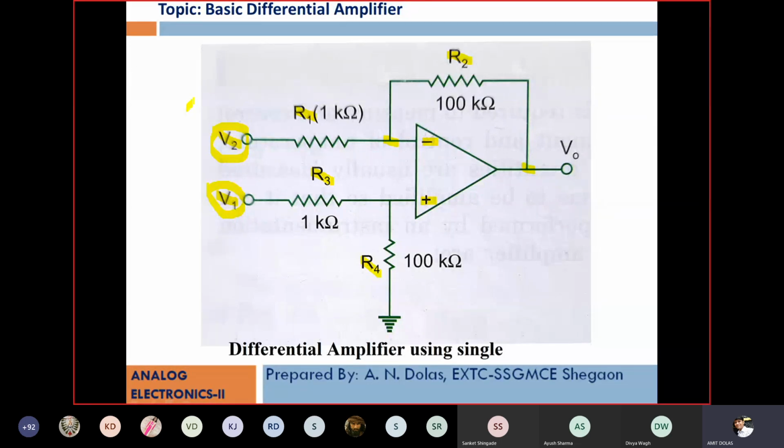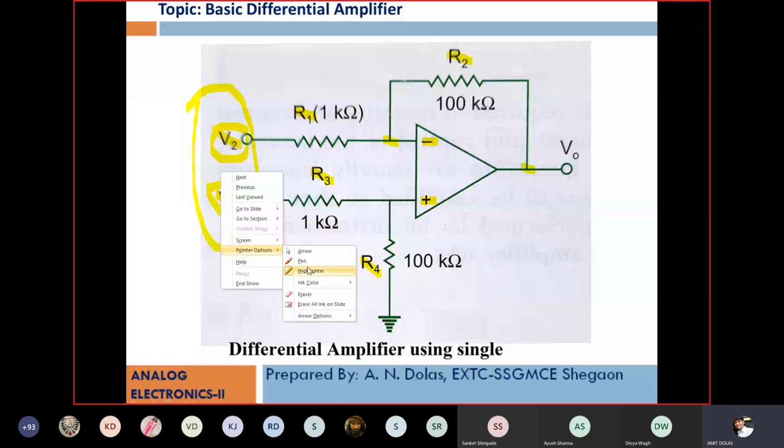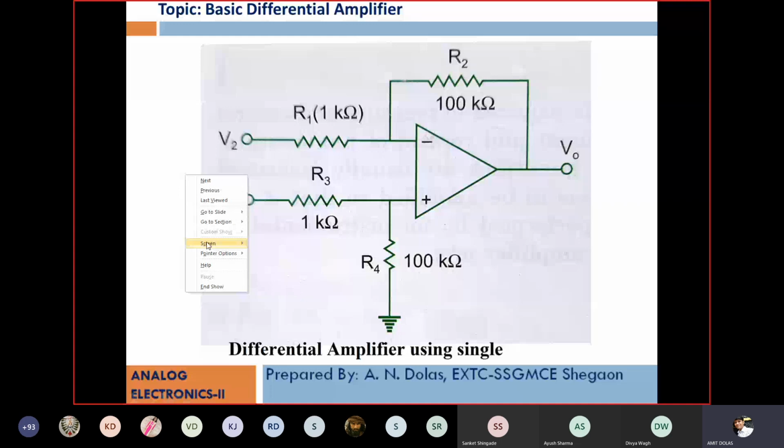So we know that there are two sources here, V1 and V2. To solve such a circuit, as we have already done, it is possible with the superposition theorem. Now we will keep either source active and check the output. First we will say that V1 is ground. That means V1 is 0 and V2 is present.